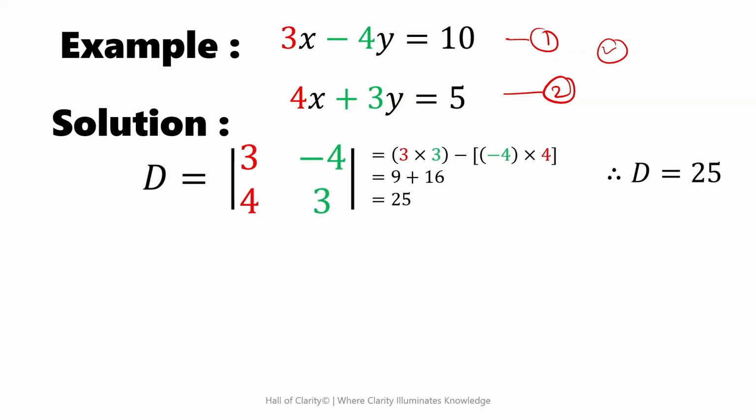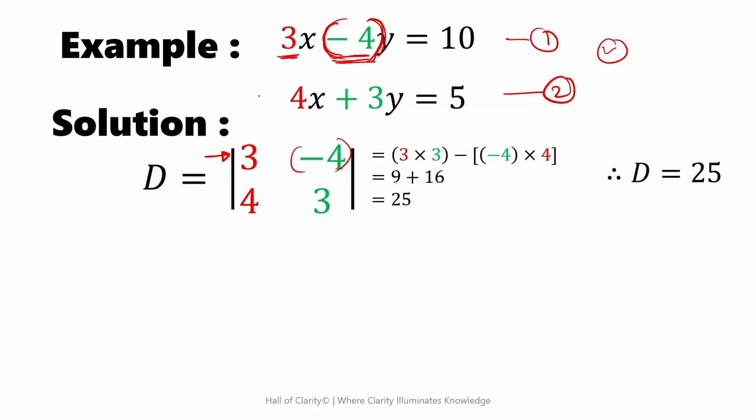So determinant D can be written as shown. See, this is 3 and minus 4. These are coefficients of x and y of equation number 1. Therefore, they are written in the first row. Here you can see that this minus 4 is written with its sign over here. So in this way, we have to pick up this entire number with its sign.